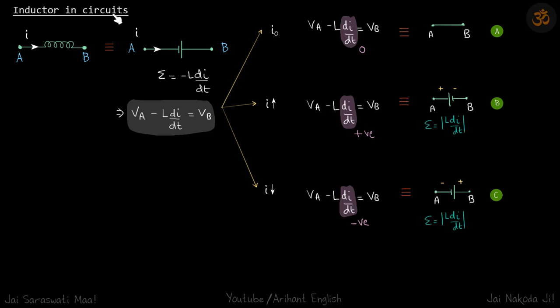Inductor in circuits. So you have already seen this before. We have a current I flowing through the coil of inductance, let's say L. So we can replace this with a battery whose EMF is minus L di by dt. Now we are not using the mod sign. We are just writing it as minus L di by dt.